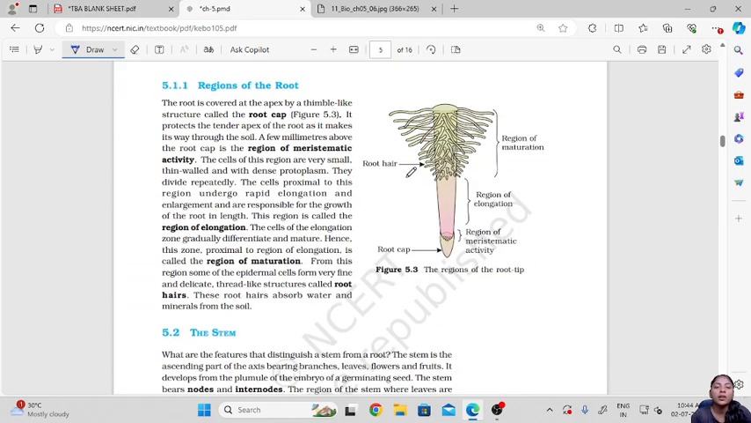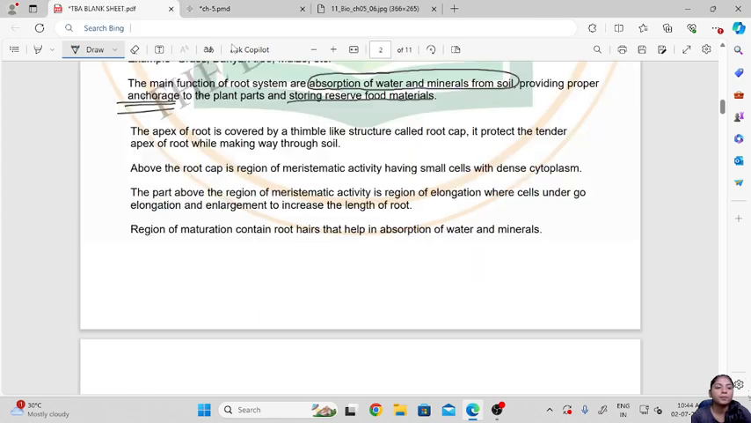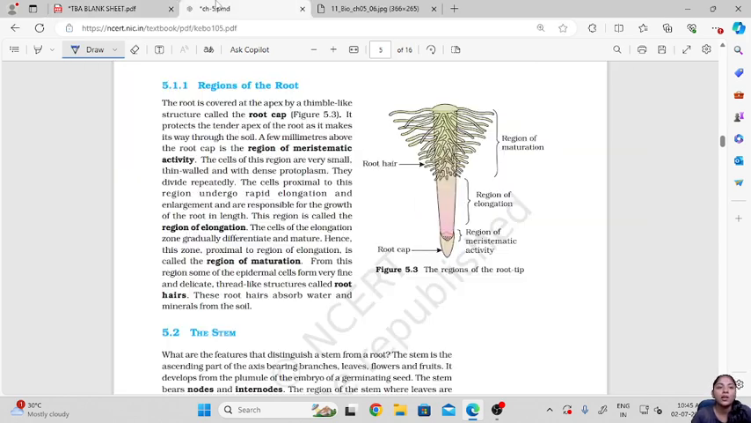Here we have a diagram of the root system. The apex of root is covered by a thimble-like structure called a root cap, and it protects the tender apex of root while making way through soil. Here we can see this part is the root cap. It protects this tender part, the young cells, as it goes down into the soil.